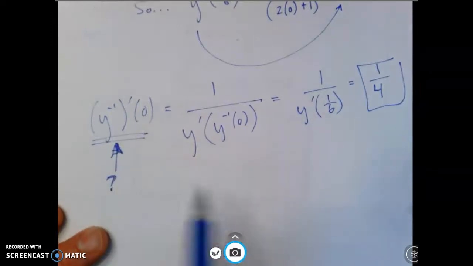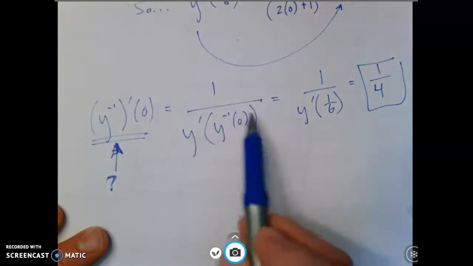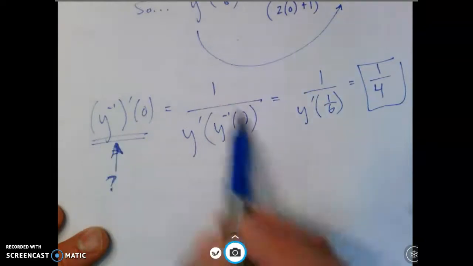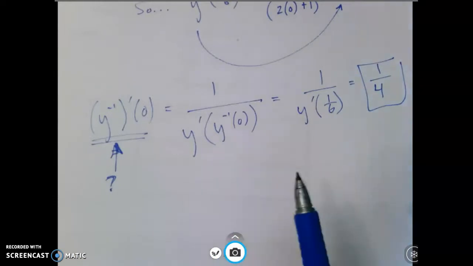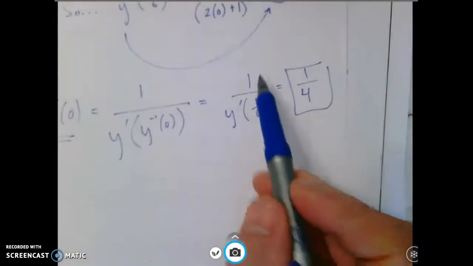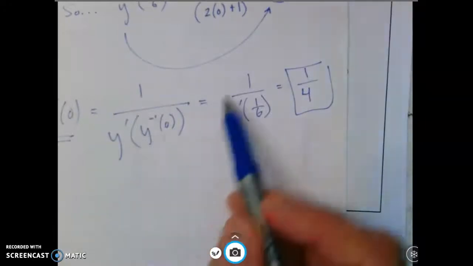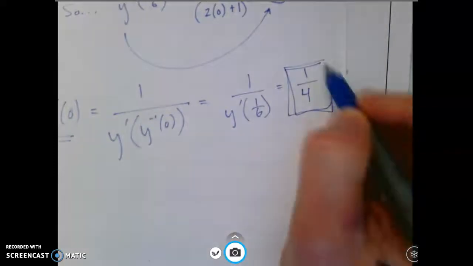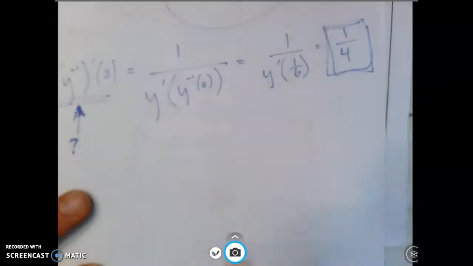So at this point, this becomes 1 over y prime of the inverse at 0. So this we can get from the chain rule, or this can be our rule that we have written down. But this is the inverse derivative rule. Therefore, this becomes 1 over, remember, we determined that this inverse of 0 is 1/6, so this becomes 1 over y prime of 1/6, or 1/4. All right, again, getting this information together beforehand makes this a lot easier.